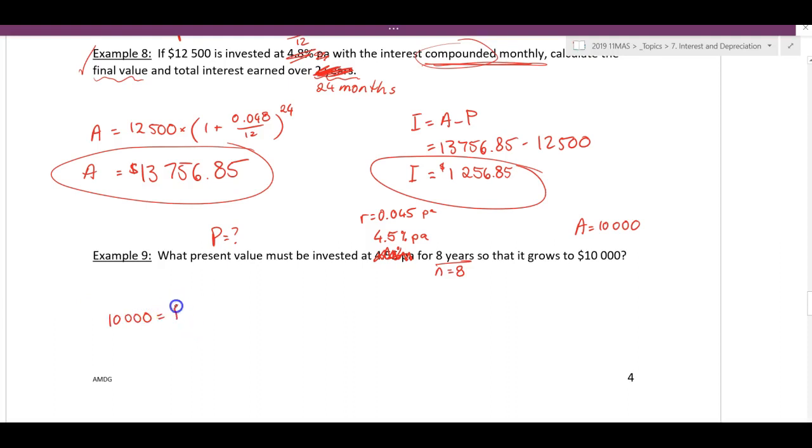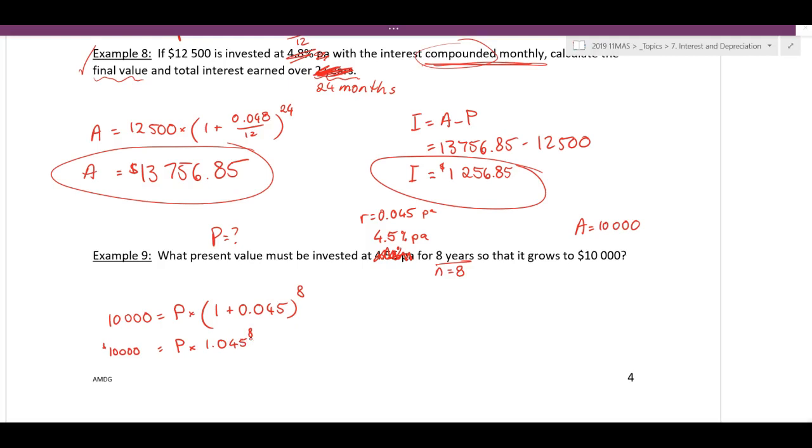I don't know P, so I've got to put that there. But it's P times 1 plus 0.045 to the power of 8. Now I'm just going to tidy this up a little bit and say $10,000 equals P times 1.045 to the 8. It's really easy to do that addition. Certainly makes things a little neater. Now a bit of algebra.